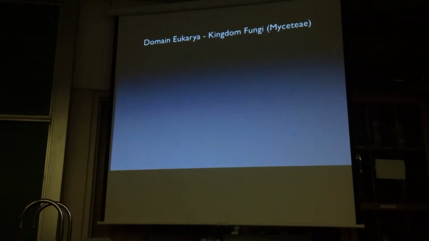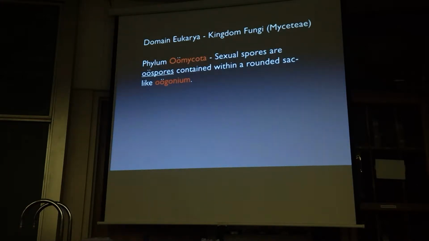So domain Eukarya, kingdom fungi. The first phylum is called Oomycota. When you see 2 O's and the second O has 2 little dots over it, I believe that's called an umlaut. And 2 dots means the O's are pronounced separately. So this is not pronounced oo, it's pronounced o-o. In here we tend to call it Oomycota. Anyway, if they're Oomycota, their sexual spores are called oospores, and they're contained in a structure called an oogonium.